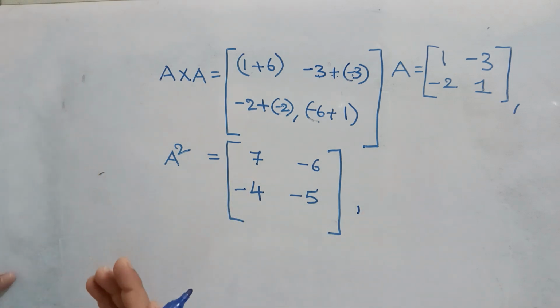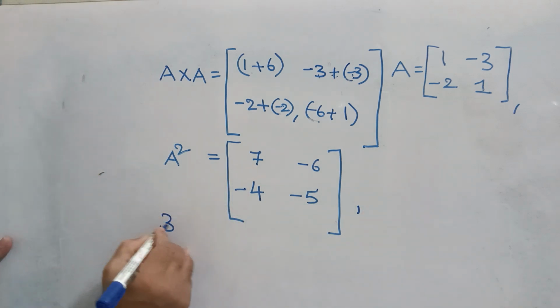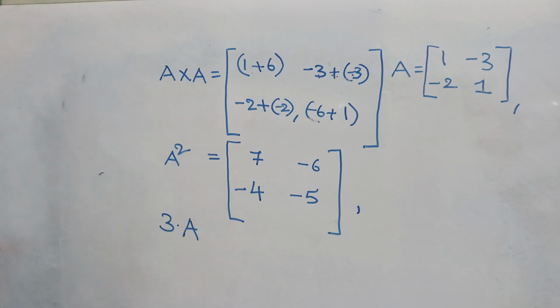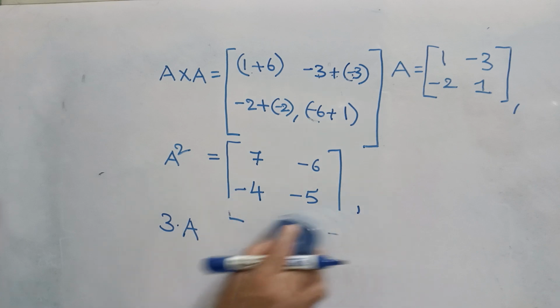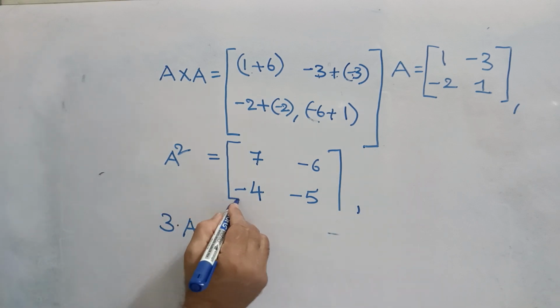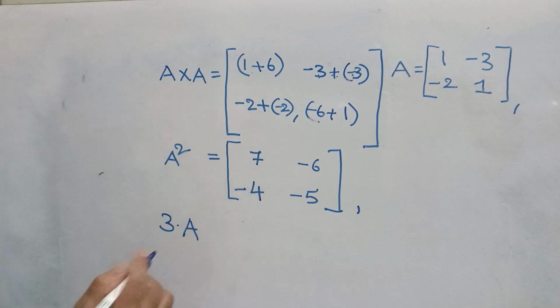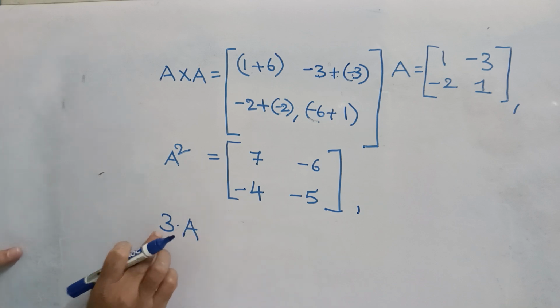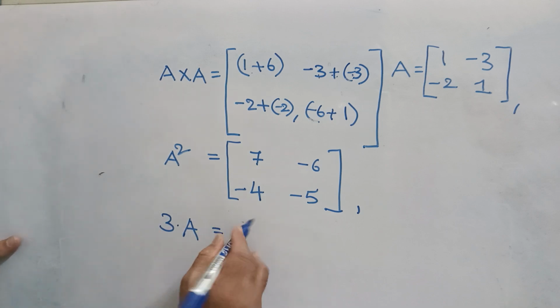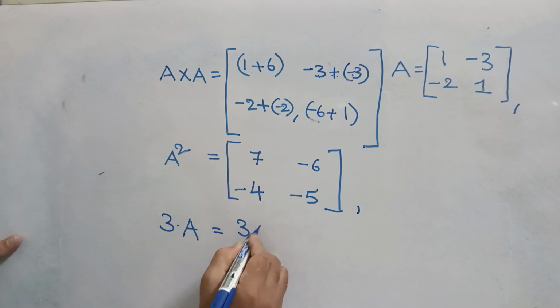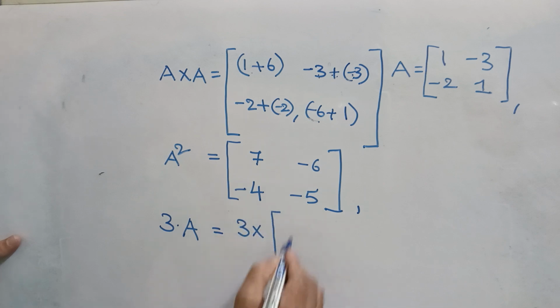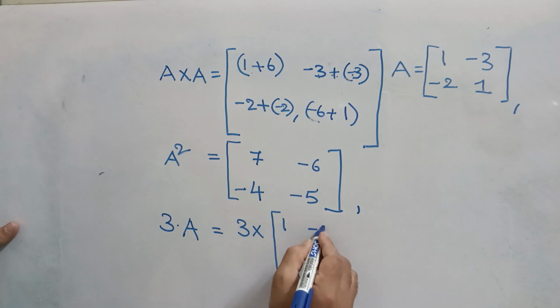Now, what is the second? 3 into A. The second step is we have to find out 3A. How can 3A be determined? 3A is nothing but the matrix A multiplied by 3. That is the meaning of it. The matrix A must be multiplied with the number 3. That means 3 into the matrix. What is the matrix? 1, minus 3, minus 2, 1.